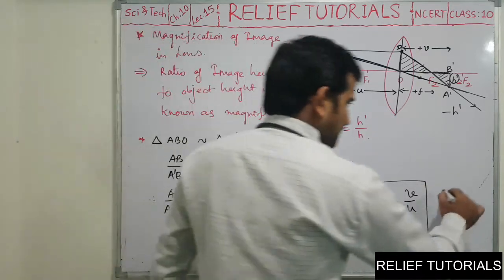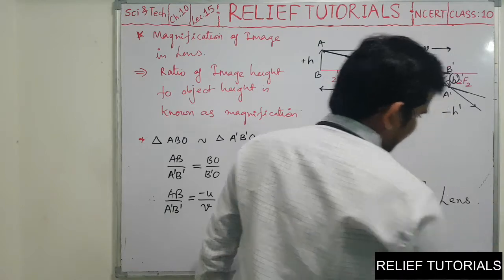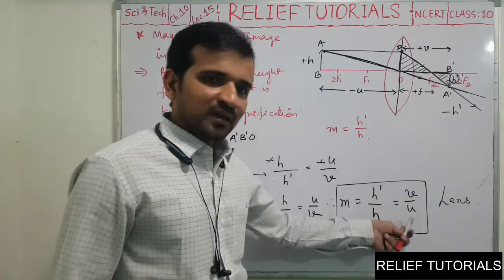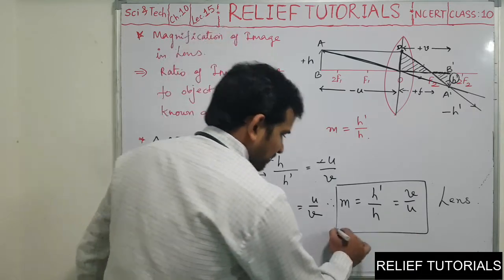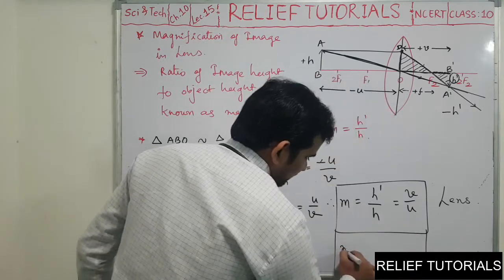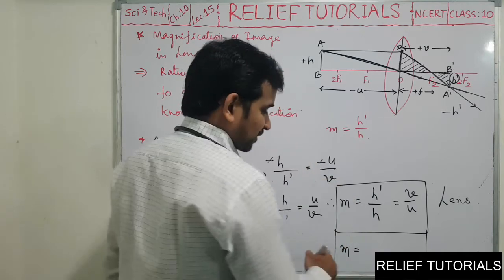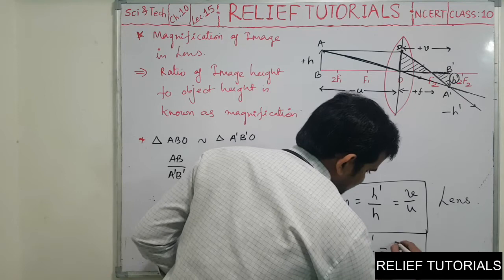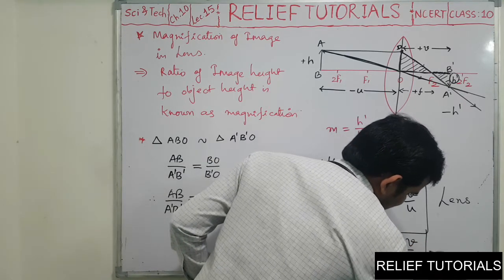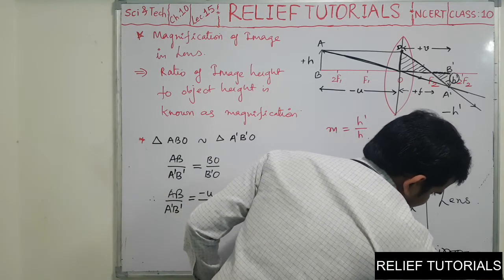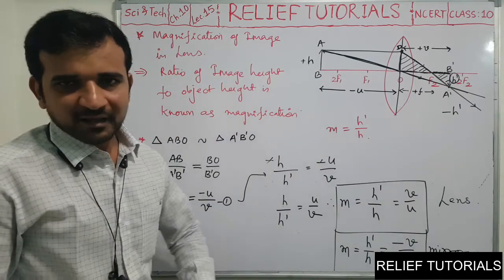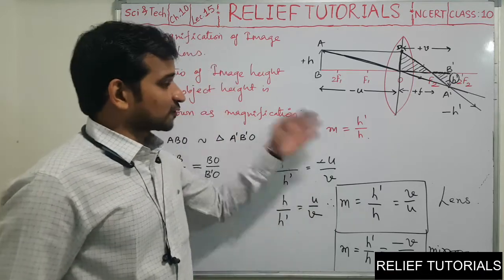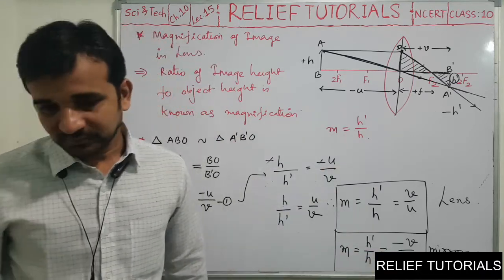So in the case of lens, m is equal to h dash by h is equal to v by u. And if you remember, in the case of mirrors, magnification m is equal to h dash by h is equal to minus v by u. So at the end of this topic, we have compared lens formula and mirror formula and formulas of magnification in the case of lens and mirror.